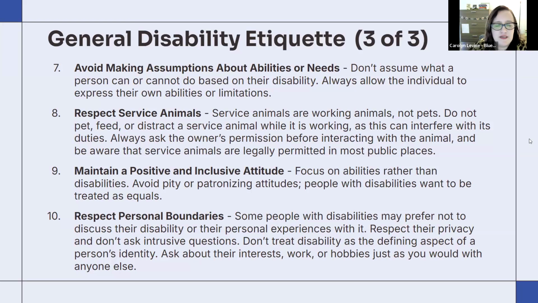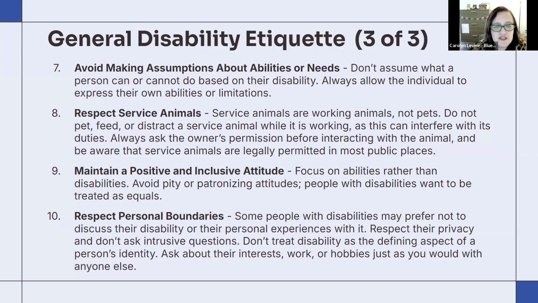All right. So moving on, number 9, maintaining a positive and inclusive attitude. Again, we want to focus on abilities, not disabilities and limitations. Avoid being patronizing or coming off as though you pity the person. People with disabilities want to be treated like everyone else.